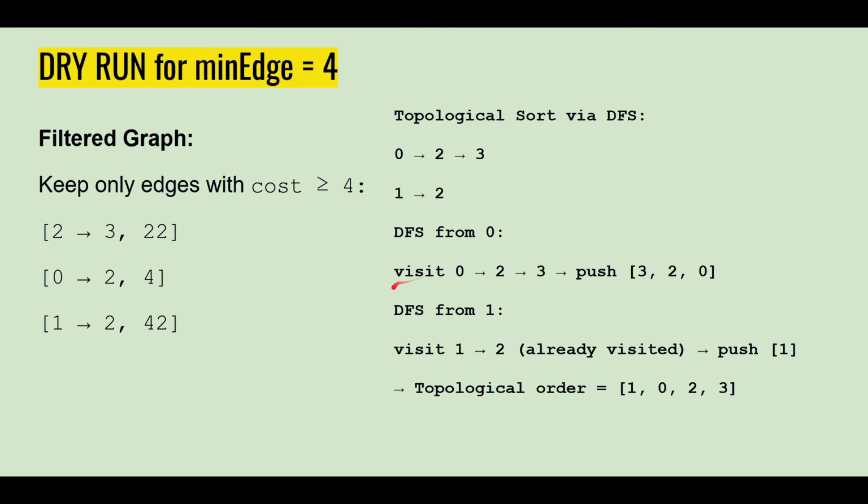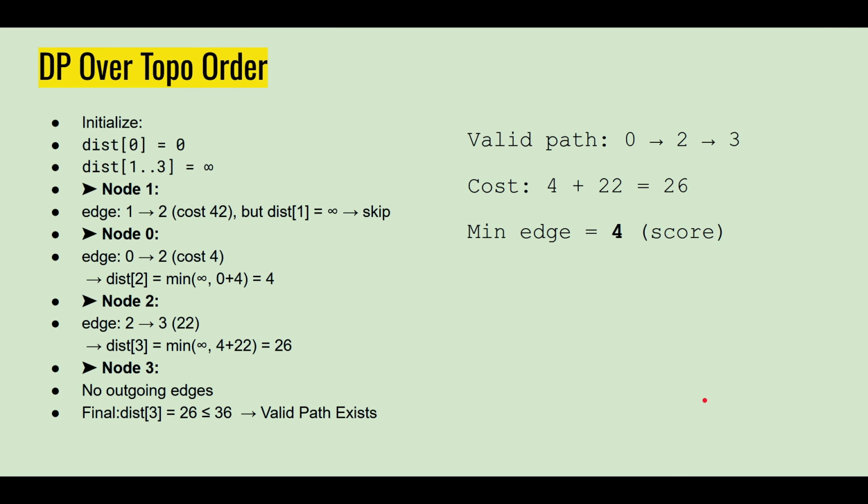We'll do the DFS, we'll do the visit like this. First we'll go from 0, then 2, and then 3. Then we'll push all of these because we are using the topological sort. And here we'll do the DFS from 1, and we'll visit 1 to 2. We have already visited it, so we'll push it, and the topological sort becomes 1, 0, 2, 3. Now we have to iterate over the topological sort.